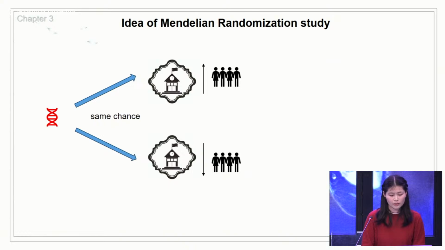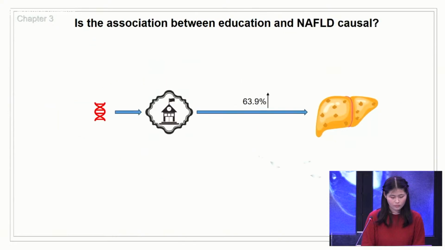By studying the DNA of large groups of people, we can get clues about whether lower educational level is really causing NAFLD. The results demonstrated that the DNA-related education was negatively associated with NAFLD risk. An individual who has 4 fewer years of schooling would have an about 64% higher NAFLD risk.